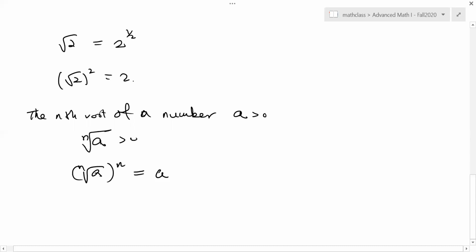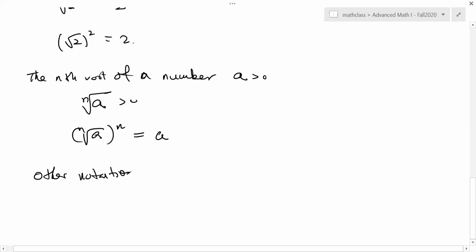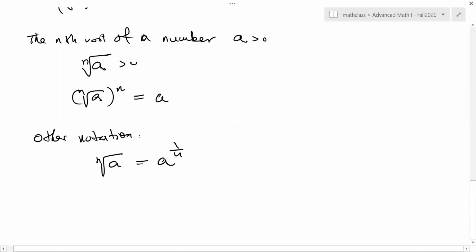So what is the nth root of a? You just say that this is the number whose nth power equals a. Right? And so another notation for this one is also a to the power 1 over n.